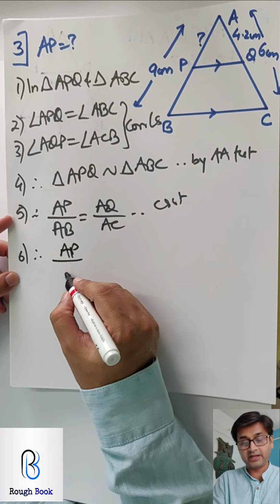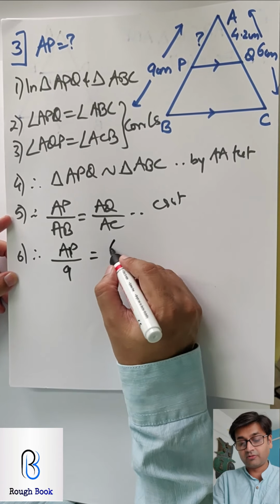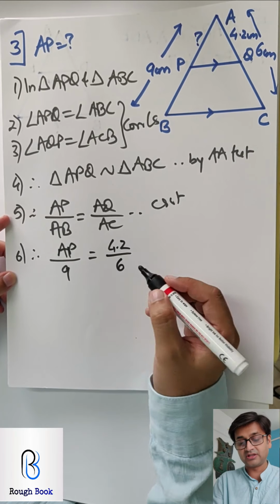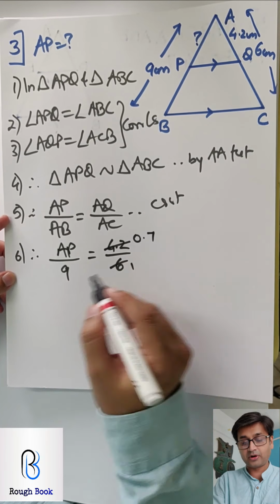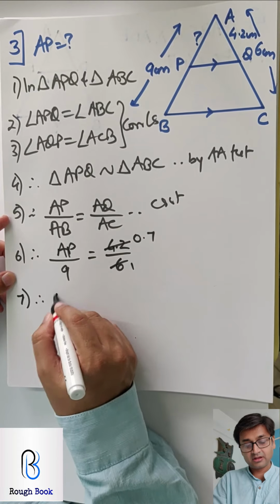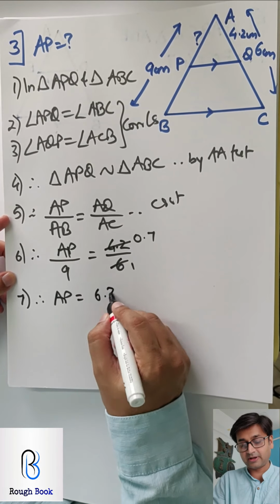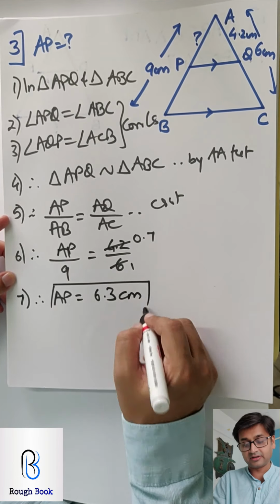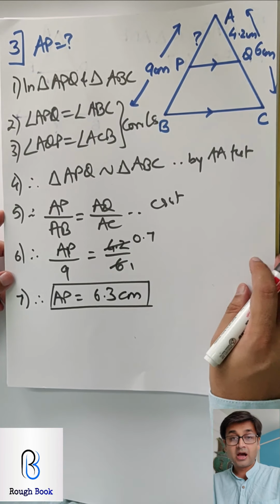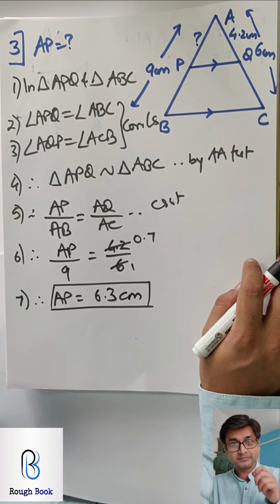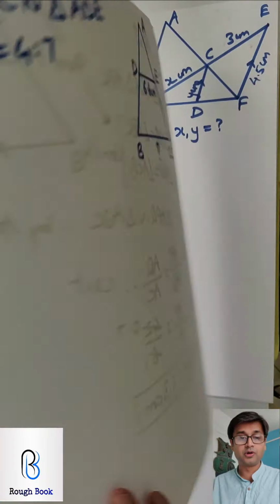So AP upon AB, which is 9. AQ 4.2 upon AC, which is 6. So 6 ones are 6, 0.7. Therefore AP, on cross multiplying, is 6.3 centimeters. Clear everyone? How many of you all managed to get it on your own? Brilliant. Good job. Good going.